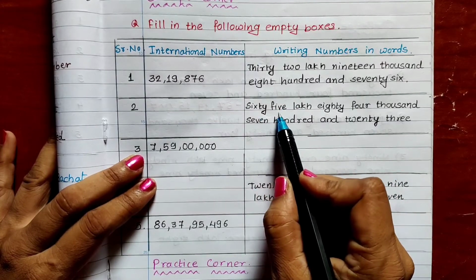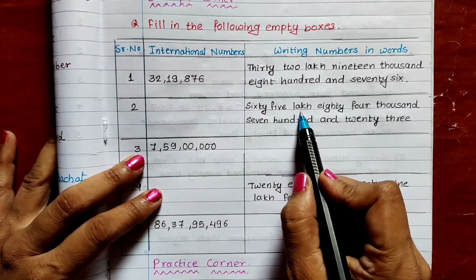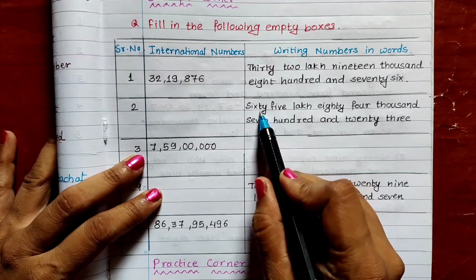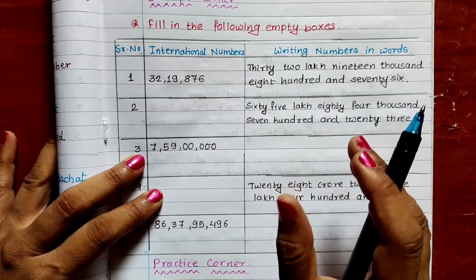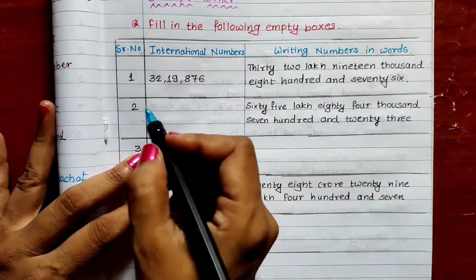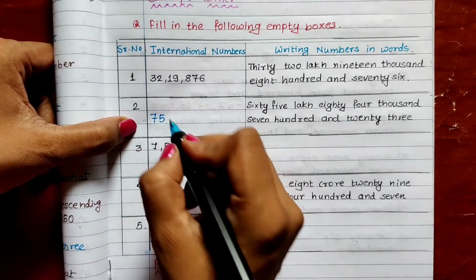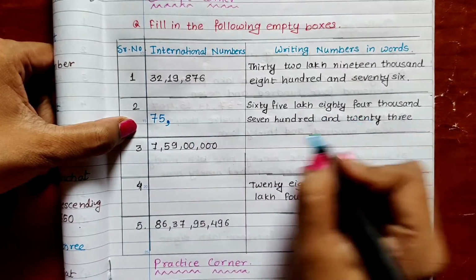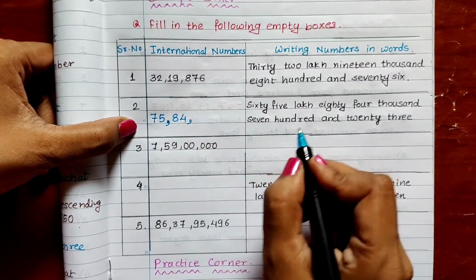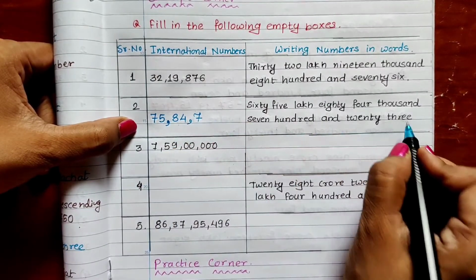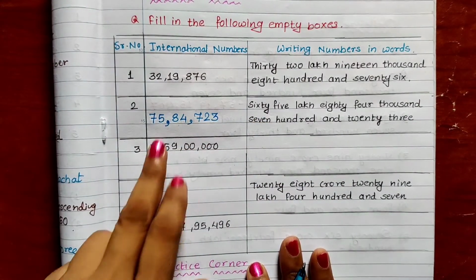Now let us see how we have to do the next column. We can see it is given in words. We have to write in numbers: 75 lakh. Lakh means what? 75, a pair of two numbers 7 and 5, lakh. That means this number should have 7 digits. 84,000. So I write 75 lakh. 75 makes a pair of two digits. Then give a comma, 84,000. 700. 7 is at the 100 place, and 23. In this way we can write in numbers.